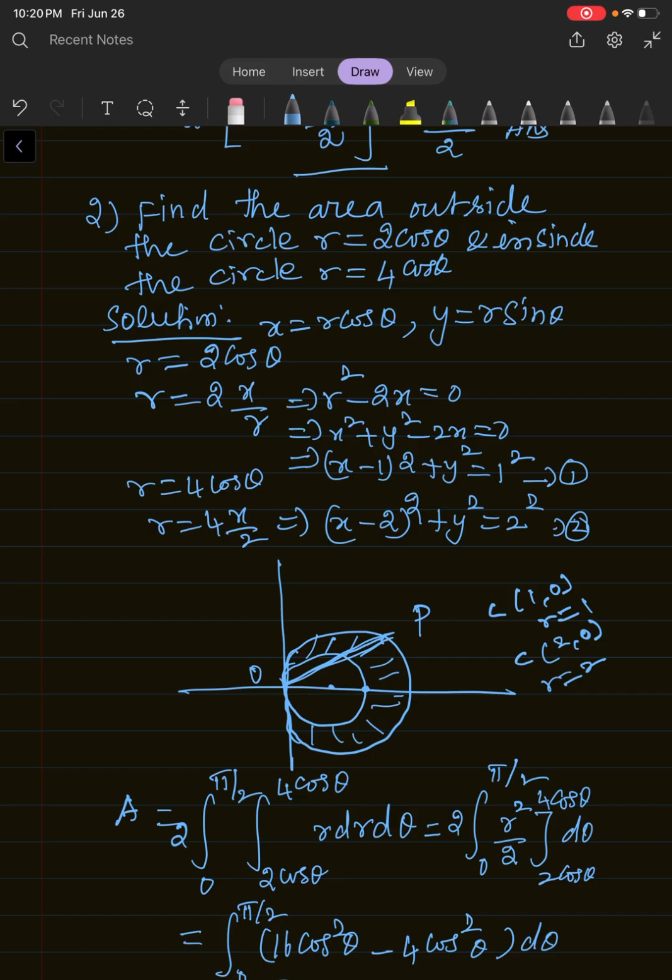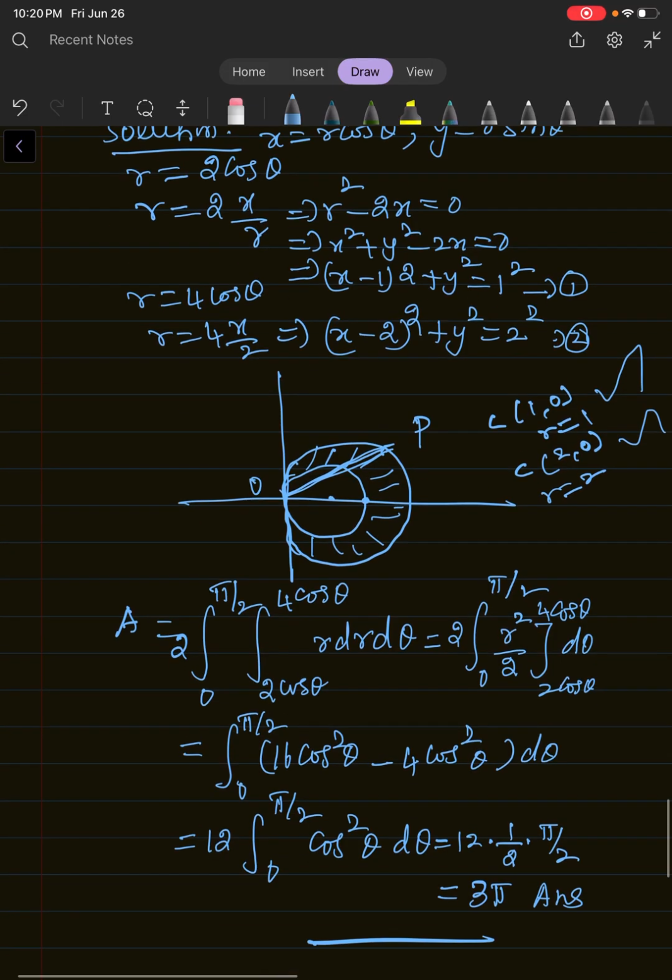To convert this to a circle, adding and subtracting 1, we are getting x minus 1 the whole square plus y square equal to 1 square. This is a circle with the center 1 comma 0 and radius 1. Similarly, r equal to 4 cos theta, we are getting another circle: x minus 2 the whole square plus y square equal to 2 square, center 2 comma 0, radius is 2.